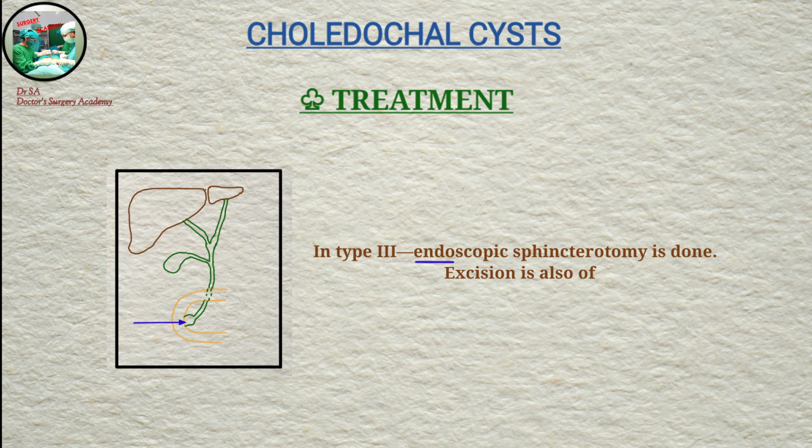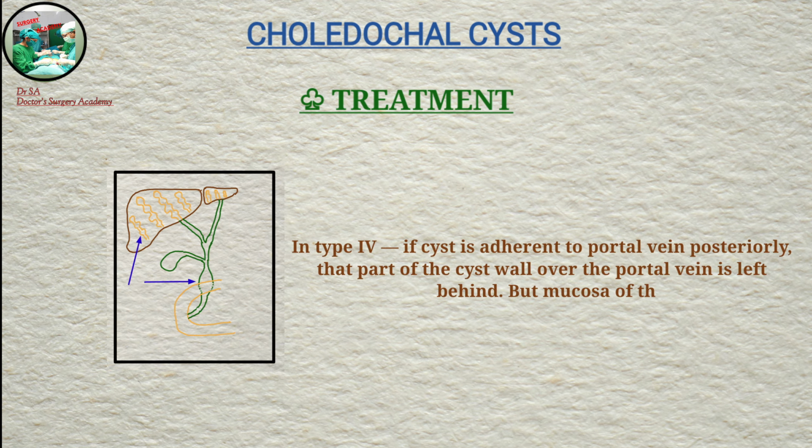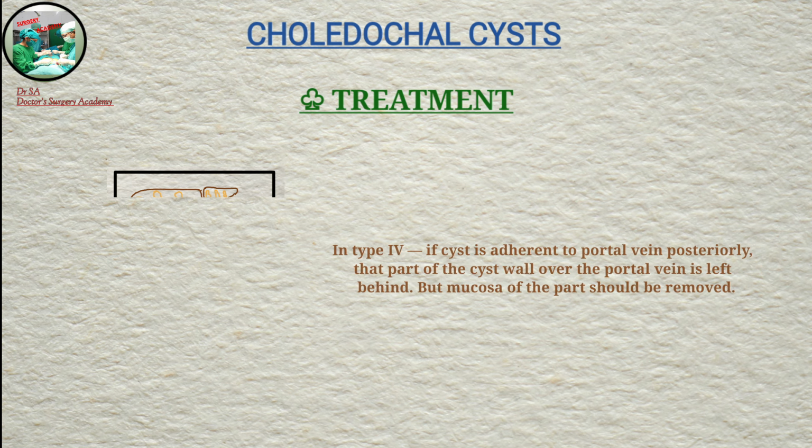For type 3, endoscopic sphincterotomy can be performed in selected cases. However, larger or symptomatic lesions may require surgical or endoscopic excision. In type 4, the treatment depends on the extent of involvement. If part of the cyst is densely adherent to the portal vein, complete excision may not be safe. In such a situation, the adherent portion of the cyst wall may be left behind, but the cyst mucosal lining should be carefully removed to reduce the risk of recurrence and malignant transformation.